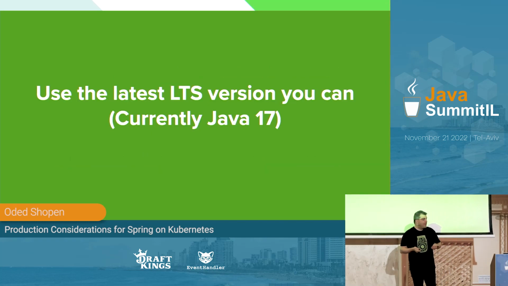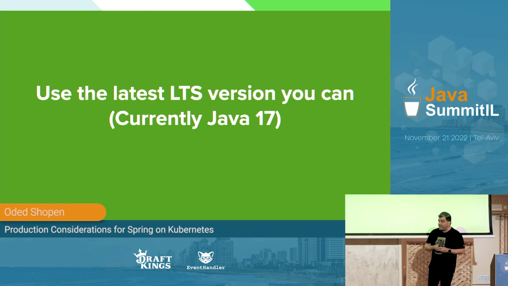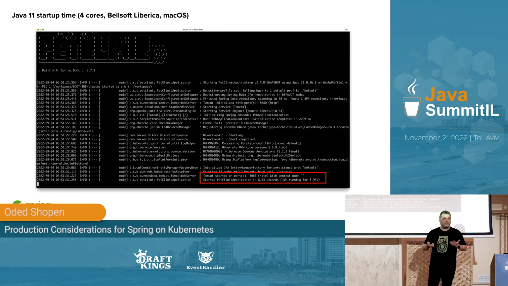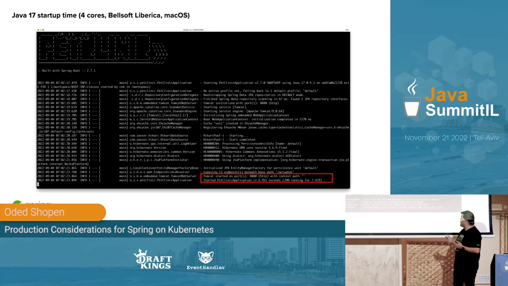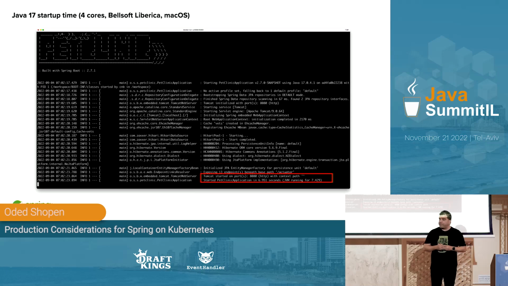And of course, you should always try to use the latest long-term support that you can, which is currently Java 17, and 21 is going to be the next one. Now, this is not just for features, right? This is also for actual performance implications. So here's the famous Spring Pet Clinic application. The boot time on a JVM based on Java 11 takes around 9 seconds to boot up. The same application on the same machine takes around 7.4 when you use Java 17. So this is like 1.5 seconds of startup you're getting for free just by upgrading the JVM.